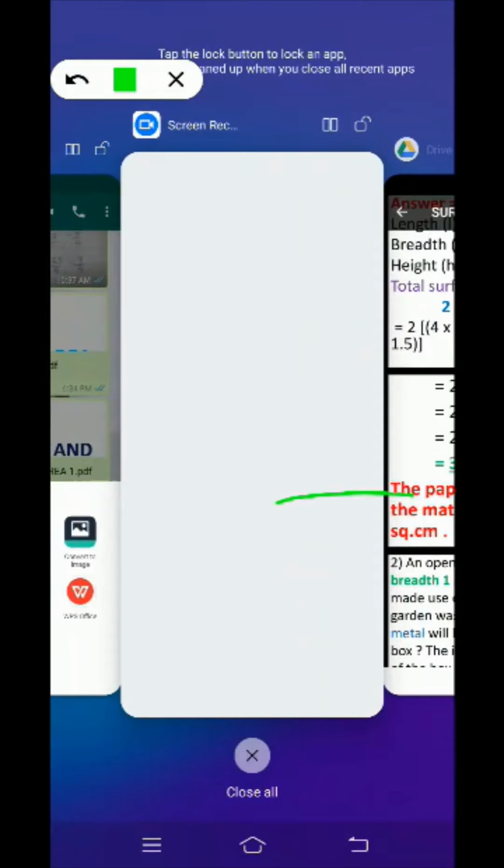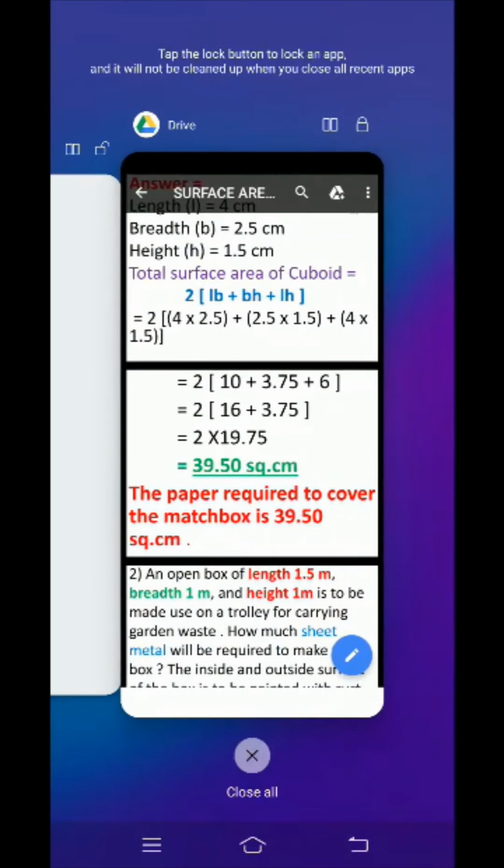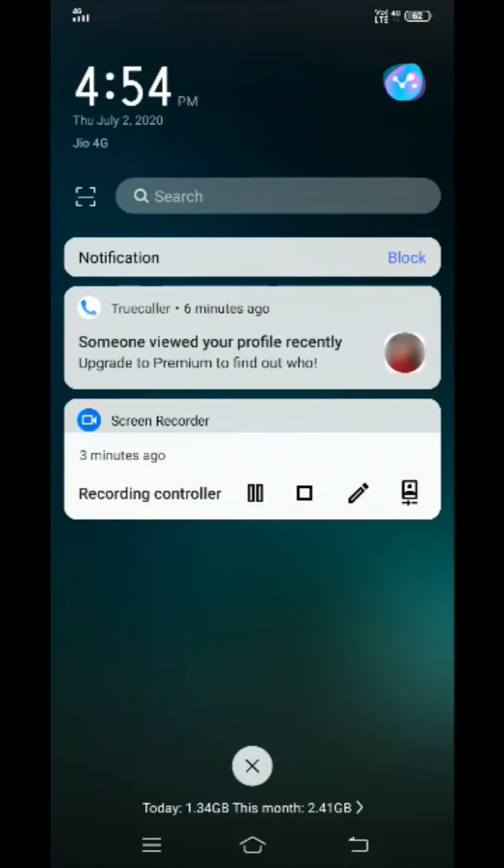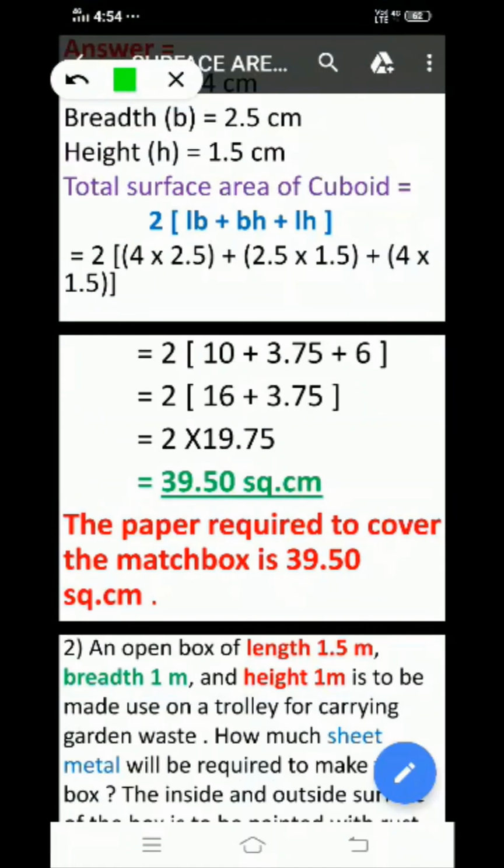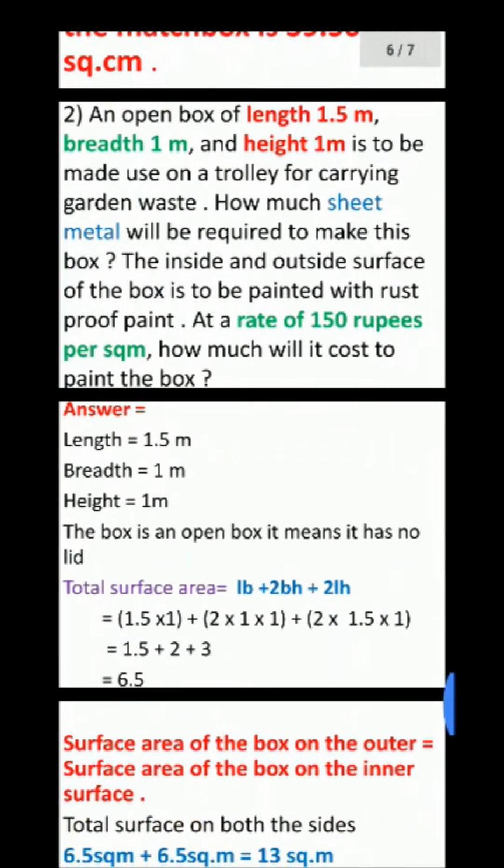19.75 multiplied by 2. 19.75 multiplied by 2 is how much? 39.50. And square centimeter you can write it as centimeter square, or you can write it like this, square centimeter. Both ways the answer is the same, the answer is correct. The paper required to cover the matchbox is 39.50 square centimeter.